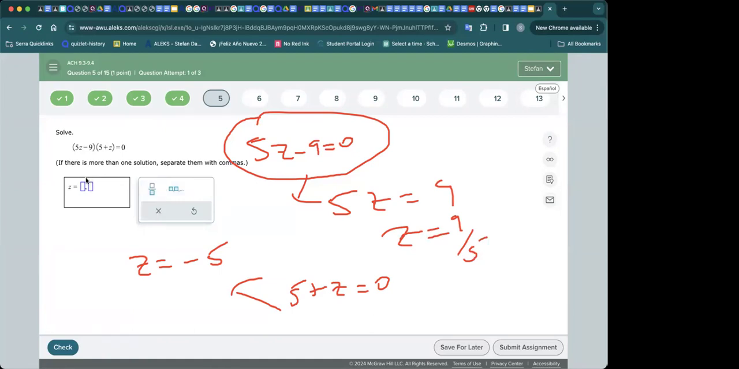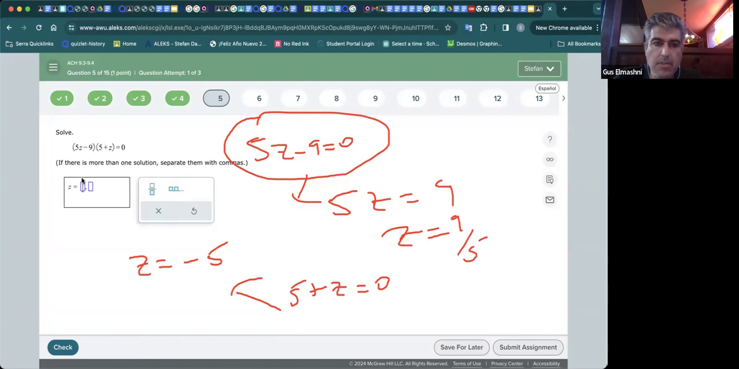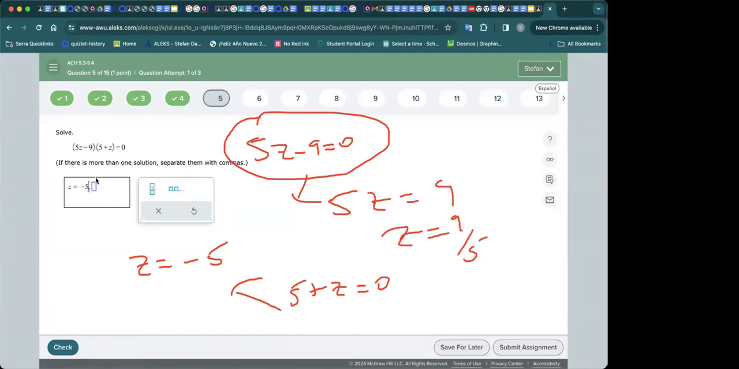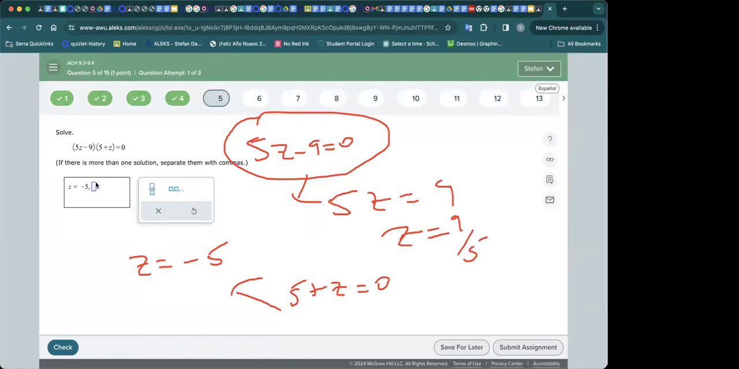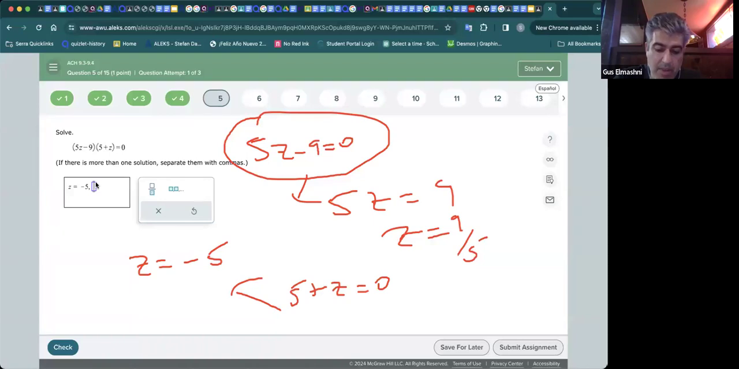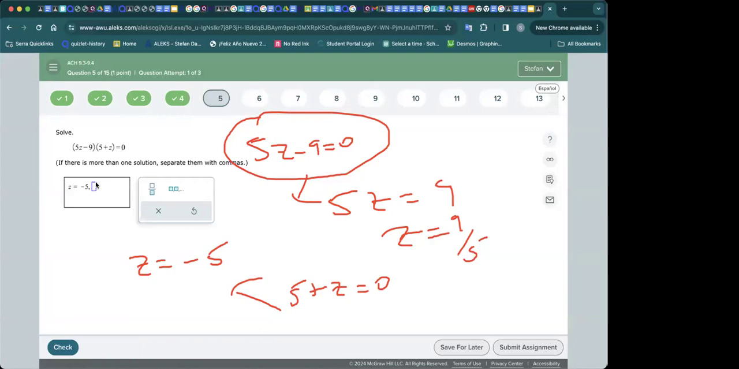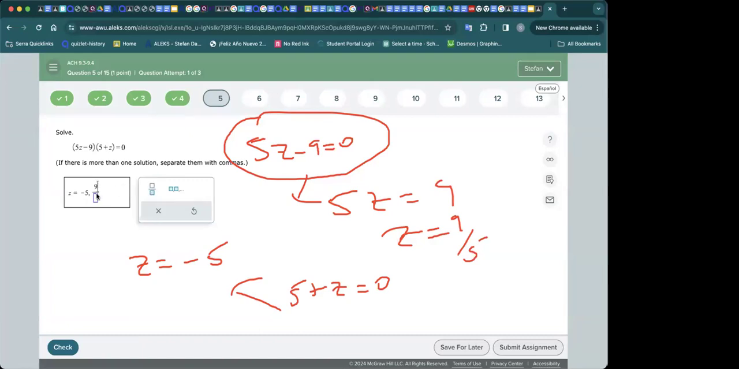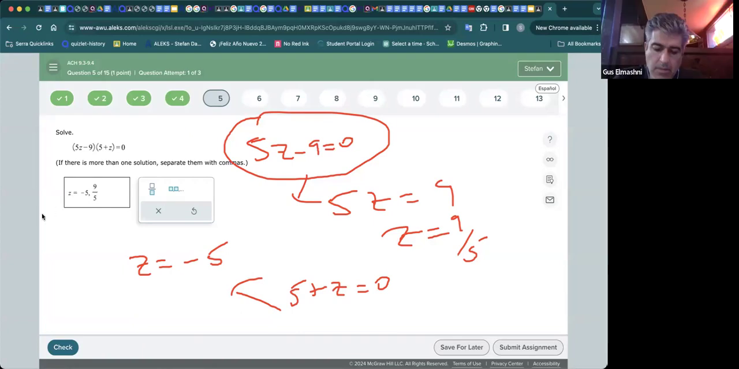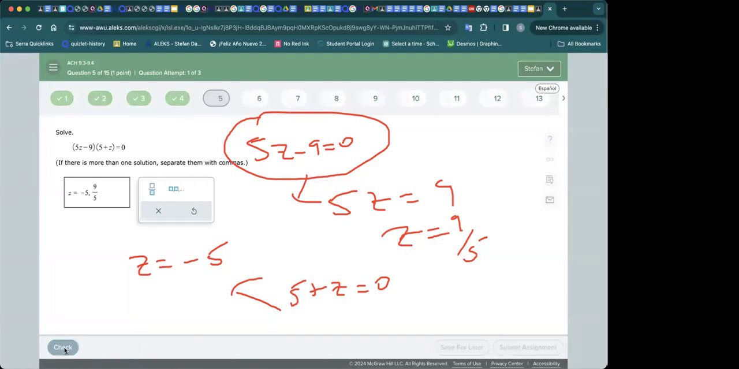So, negative 5. Then 9 fifths would be. You see why it's 9 fifths, right? Yeah. It's very easy. It's very simple. Okay, 9 fifths. So that would be a decimal. I don't think it's going to let me. It should let me.